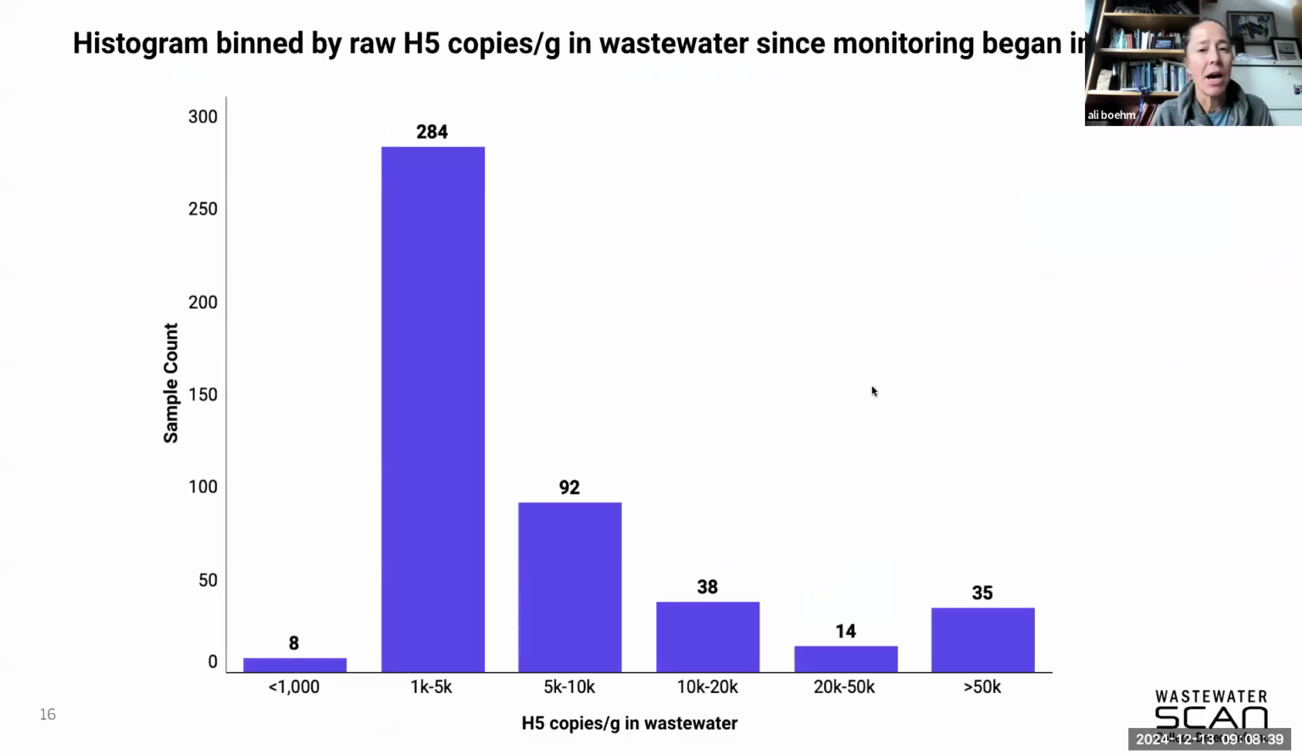Next slide. Here's just a bit about the types of concentrations we've been seeing. Oh, there we go. If we look at a histogram here, the x-axis is H5 copies per gram in wastewater, and then the number of samples that have been positive in different categories. As I was mentioning earlier, most of the measurements we're seeing are in this 1 to 5,000 copies per gram range, which is low because our detection limit is about 1,000. We can detect things less than 1,000, which is why there's a less than 1,000 category here.